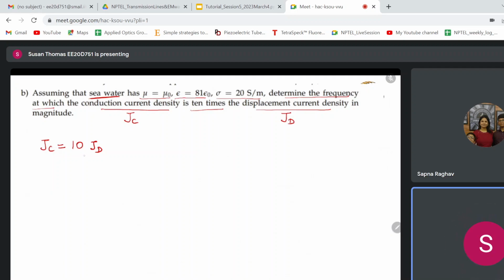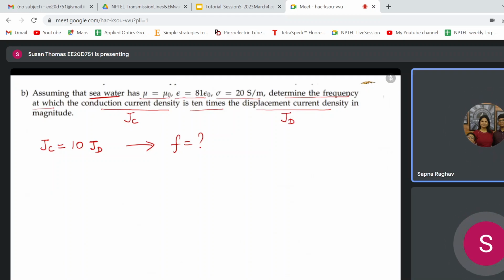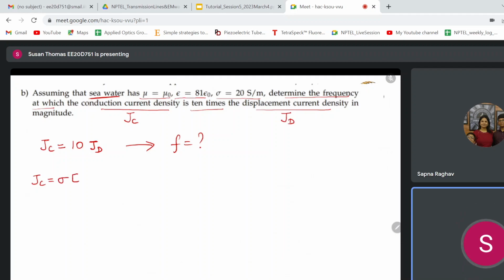So when will this happen? You need to find the frequency at which this happens. So JC is equal to 10 times JD. Now let us see what is JC and what is JD, and then we can come to this question. As I told before while discussing the Maxwell equation, JC is sigma into E. And JD is dou D by dou T. If you know these two fundamental relations, let us write it.